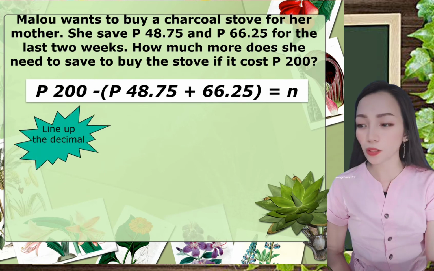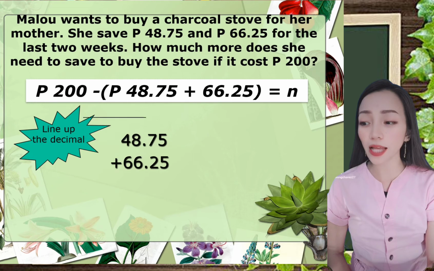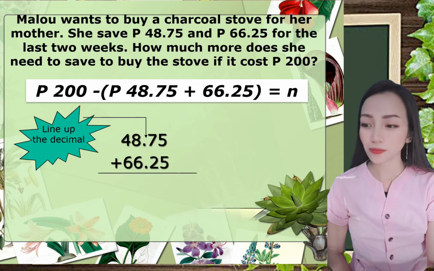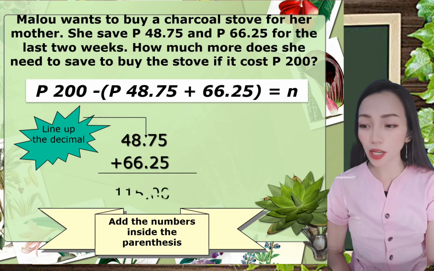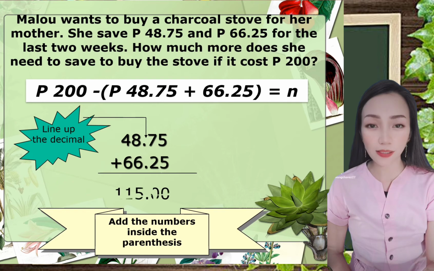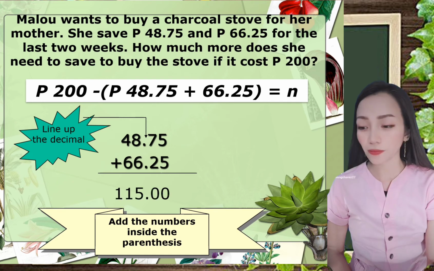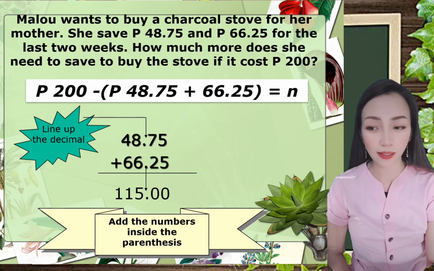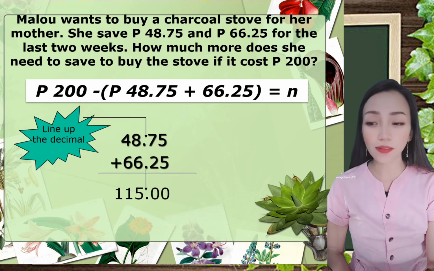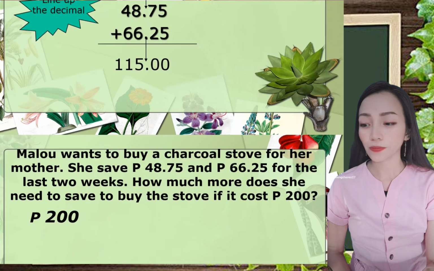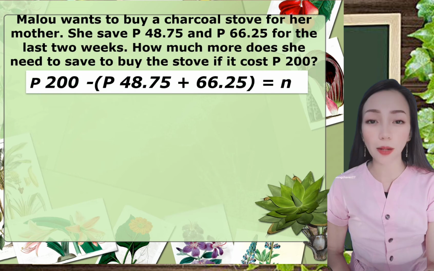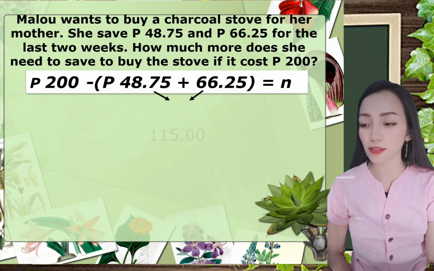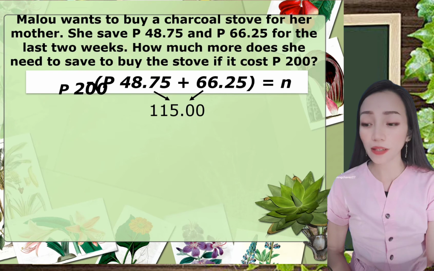Let us now compute. First, let us line up the decimals. Let us solve first the numbers inside the parentheses. 48.75 plus 66.25. Add the numbers inside the parentheses. So, the total is 115 pesos. The next is, after finding the sum of the numbers inside the parentheses, let us now subtract 115 from 200 pesos.